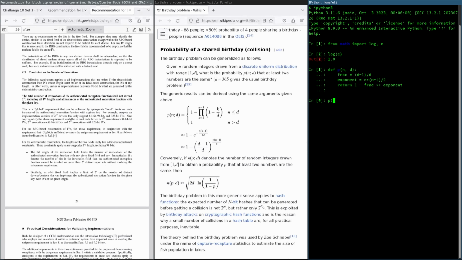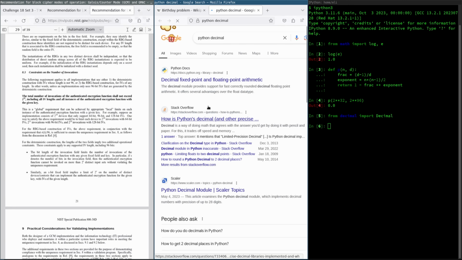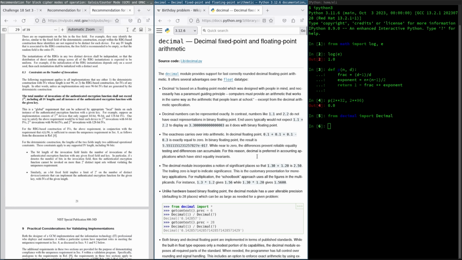So now we can get the probability of a collision between 96-bit IVs given 2 to the 32 samples. And we have fallen outside of the range that floating points can support, and so we are just seeing a rounding error. There's an easy way around this. And how do we do this? Let me just remind myself of the API here. I always have to look this up. It's very simple, but there it is. Get context.